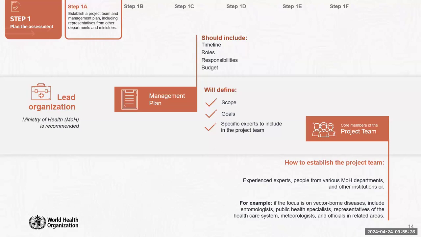So, for example, you may need, depending on what you're studying, what you want to resolve in your VNA, to have a statistician, an epidemiologist, vector-borne disease specialist, entomologist, meteorologists, so people from diverse sectors that would help you to understand the problem that you have and to come up with the solutions in the long run. Next one.